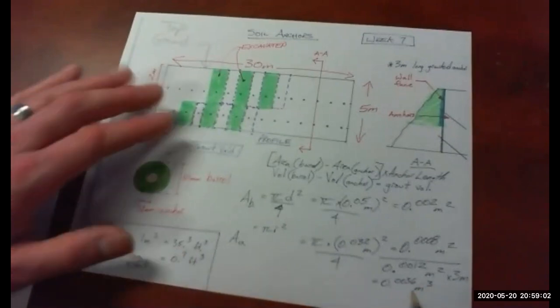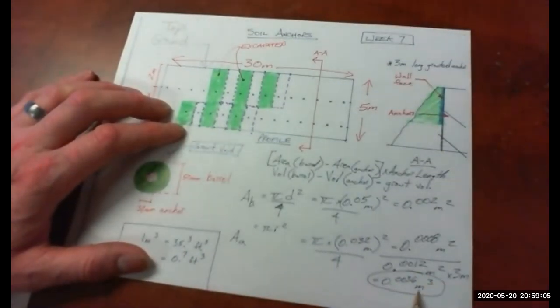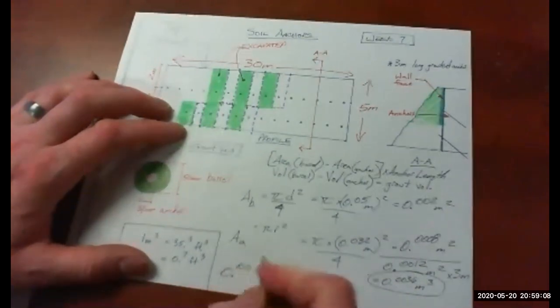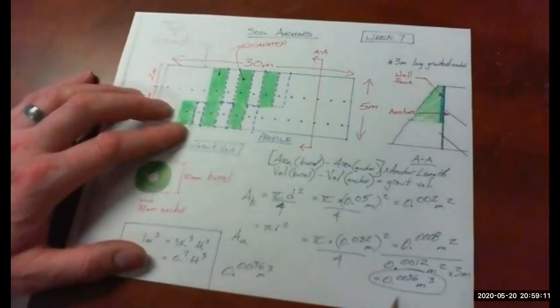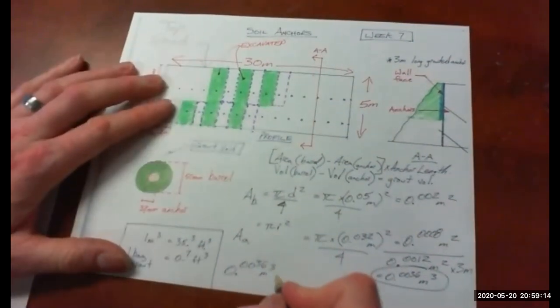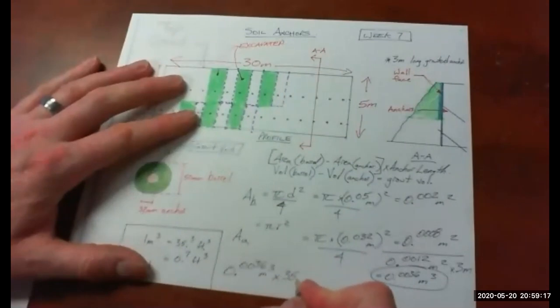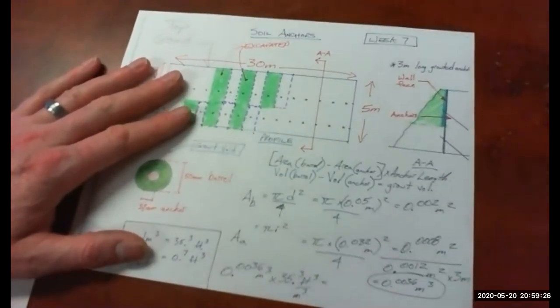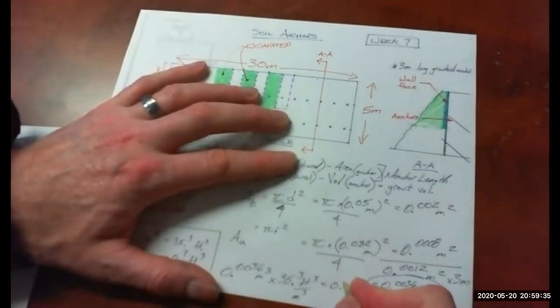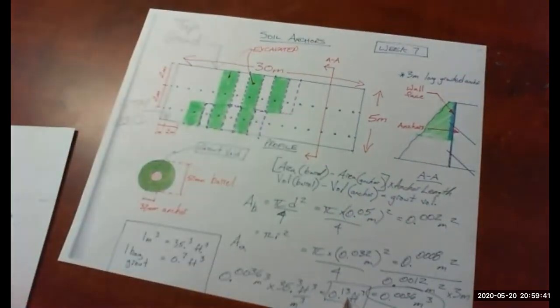Okay, so first thing we do is take this. So that's our cubic meters. So I'll just write it over here. 0.0036 times 35.3 cubic feet per cubic meter. So that'll give us the number of cubic feet. So 0.0036 times 35.3, so 0.13 cubic feet. So 1 anchor needs 0.13 cubic feet of grout.